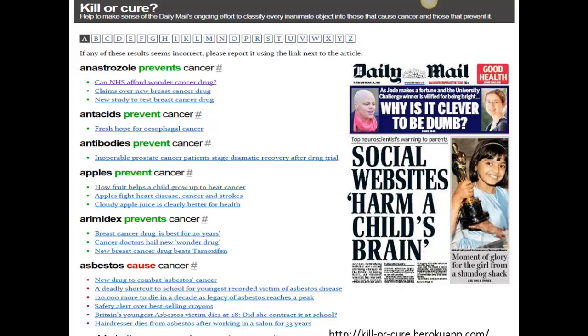And for some of these inanimate objects, it keeps flipping from cause to prevention as new research materialises that contradicts the old. Now, journalists don't appraise these studies, and most probably don't even know what a systematic review is. That's something to look at the totality of the evidence. So that's the mass coverage.